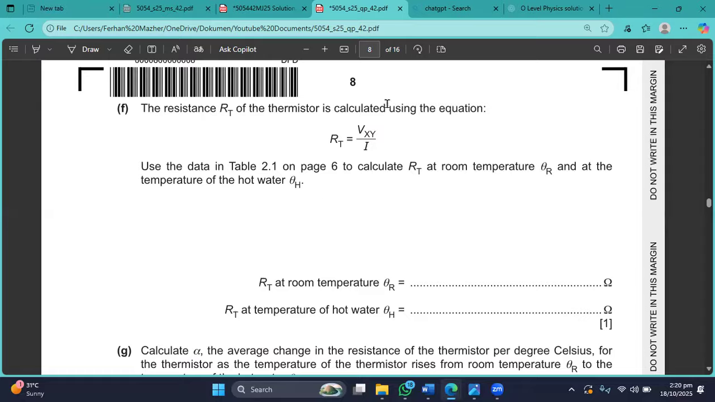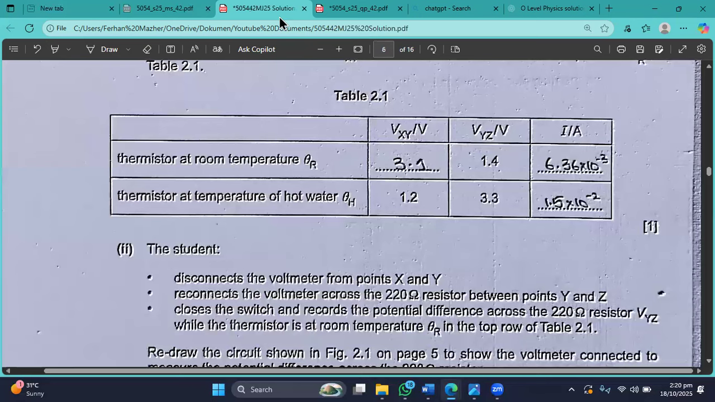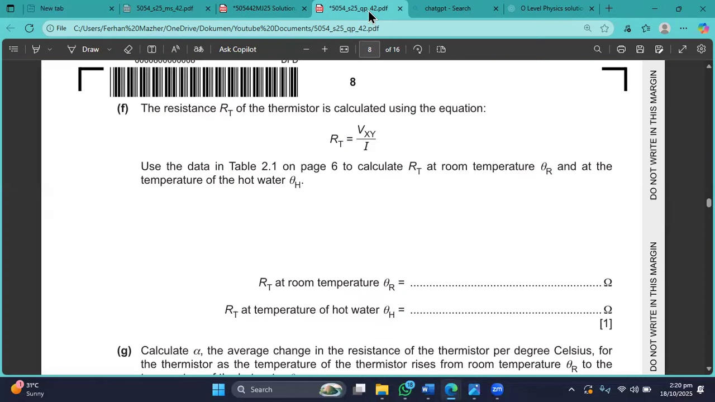So at room temperature, I know the voltage drop across the thermistor is 3.1 volt, and the current is 6.36 × 10^-3 ampere. And at the hot temperature, the voltage drop is 1.2 volt, and the current flowing through the thermistor is 1.5 × 10^-2 ampere. So I can use these values to calculate the resistance of the thermistor at room temperature, and the resistance of the thermistor at the higher, hot water temperature.